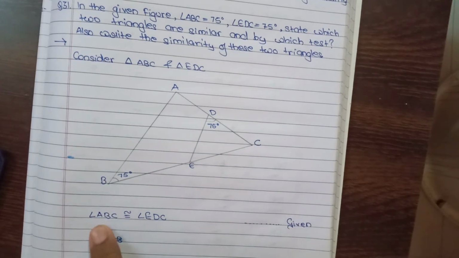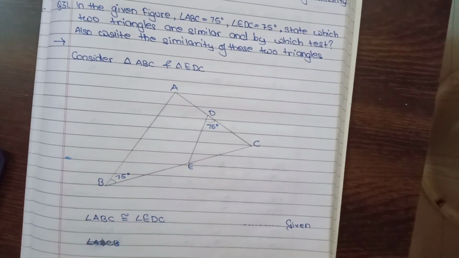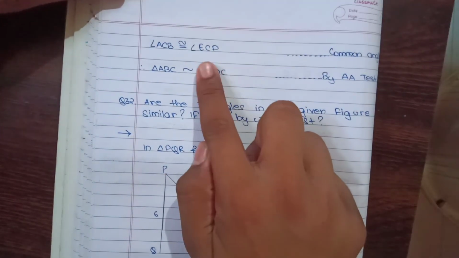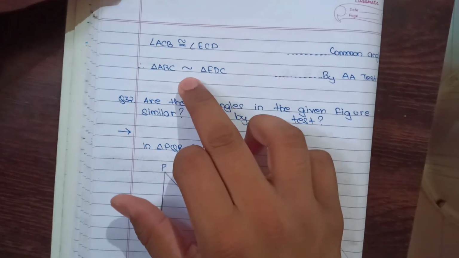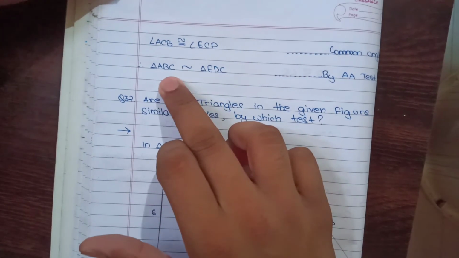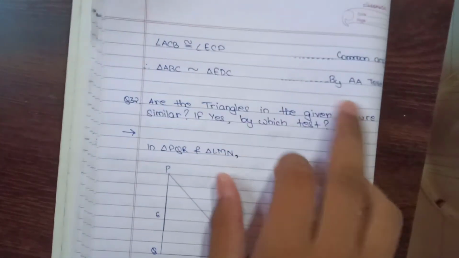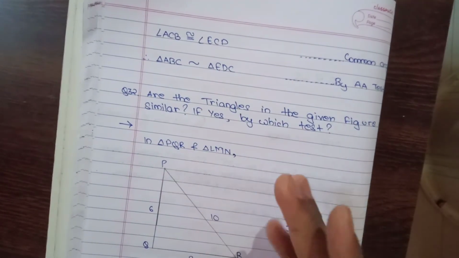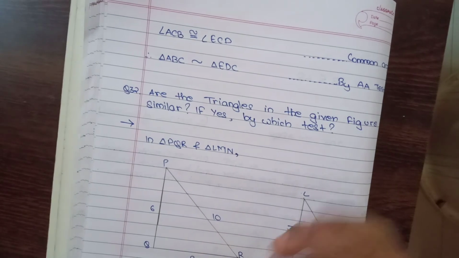So the first one which we have is angle ABC is congruent to angle EDC. Then we'll write angle ACB is congruent to angle ECD, that is both of them are common angles, and therefore triangle ABC is similar to triangle EDC by the AA test of similarity. Now let us take the last question of this session and then we'll conclude our session.